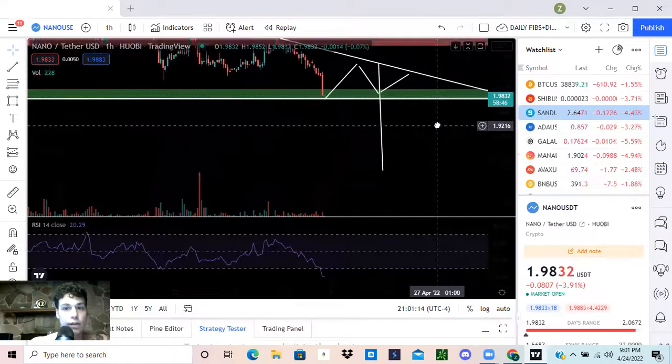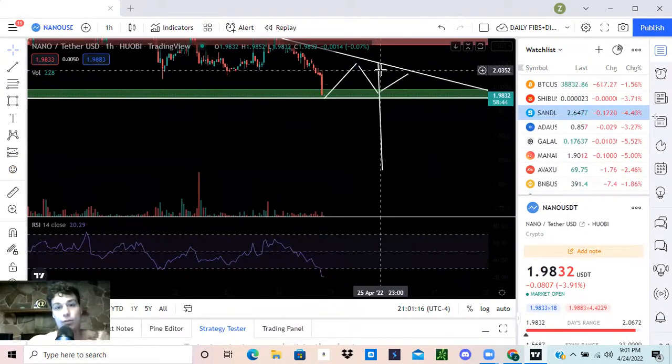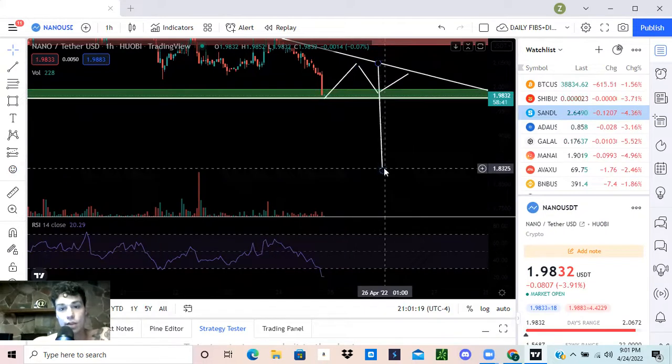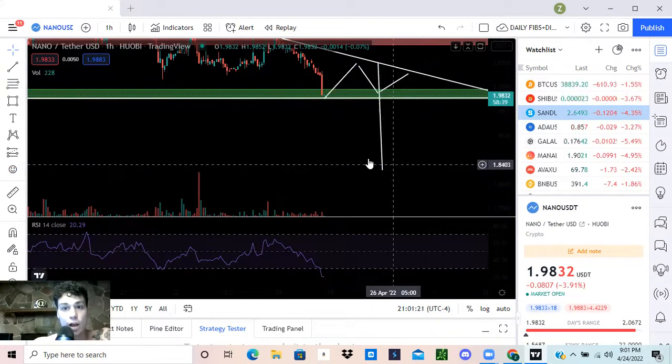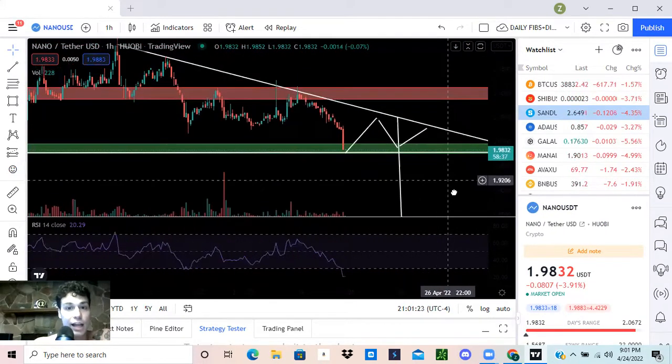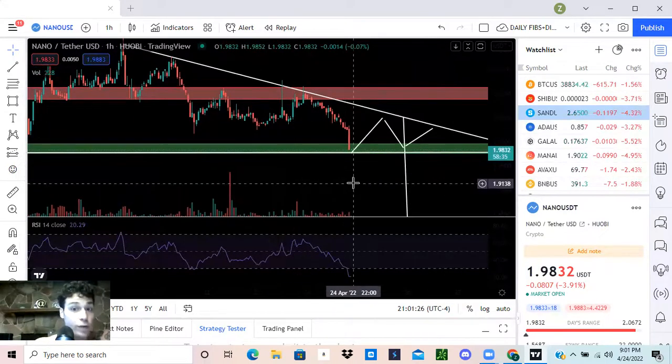Okay, let's just call it right around there. And if this pattern plays out, then you'll see this thing drop all the way down below $1.85. So definitely I would be cautious of ticker symbol Nano right now.